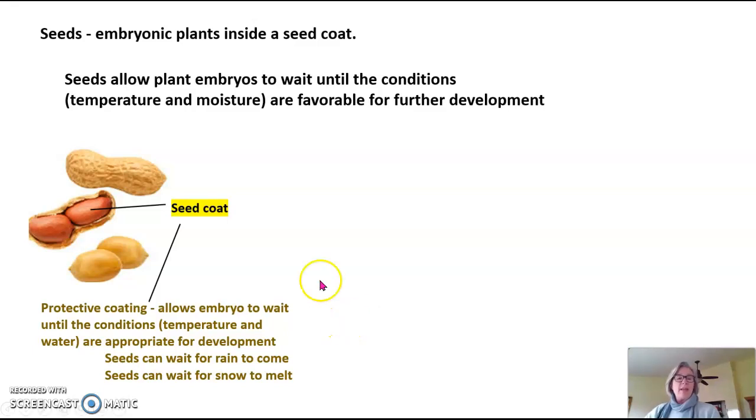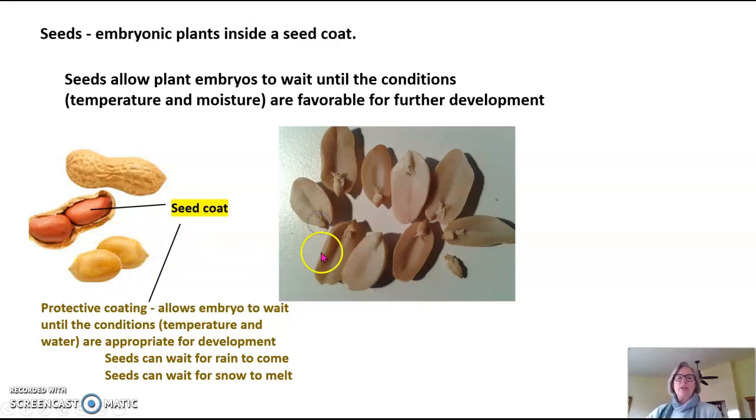So seeds mean that the embryo can wait for rain to come before it starts to develop. And it means that the embryo can wait for the snow to melt. It can wait for warmer temperatures before starting to develop. Let's look inside what a seed actually looks like.